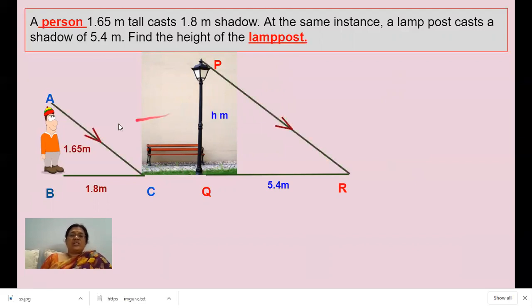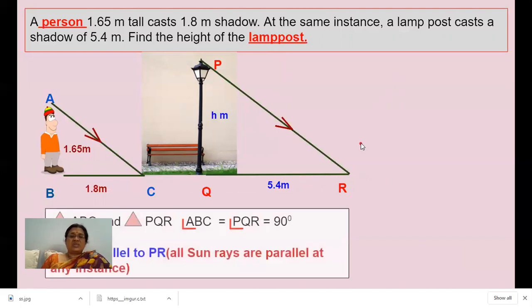So naturally you can say the sun rays are parallel. The person will cast a shadow, the lamp post will also cast a shadow. These sun rays are parallel with each other. These two are parallel lines. So naturally BR will be the transversal. This BR line segment will be the transversal.